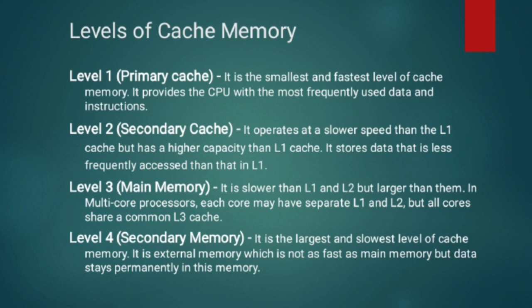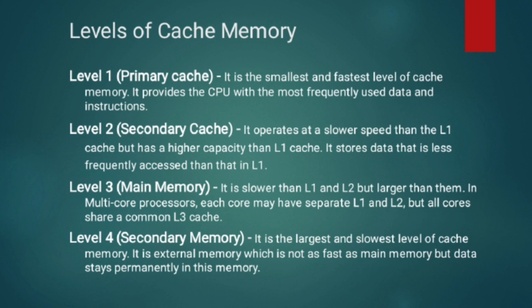Next we have the L2 cache. The L2 cache or secondary cache operates at a slower speed than the L1 cache, but has a higher capacity than it. Its size ranges from 256 to 512 kilobytes. It is located on the processor chip or on the motherboard. It acts as secondary cache memory and stores data that is less frequently accessed than that in L1.